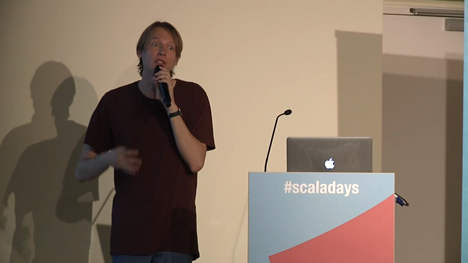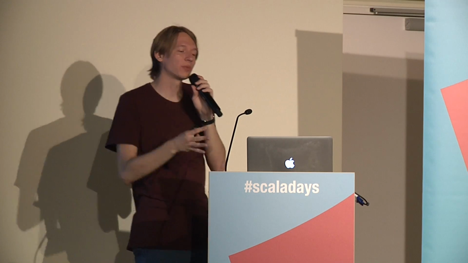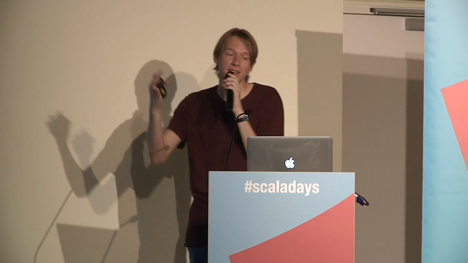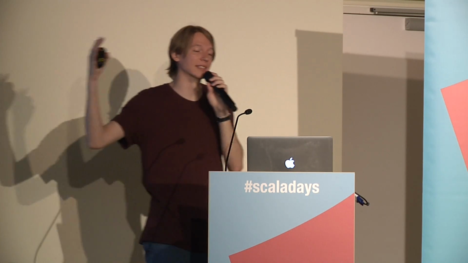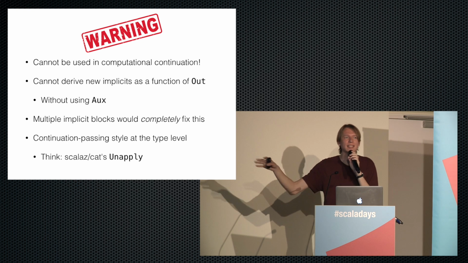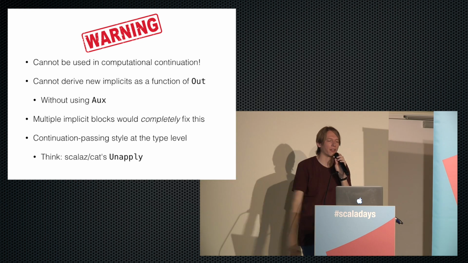Multiple implicit blocks, which Dotty is getting, do solve this problem. So Dotty is kind of the promised land, but we don't have them yet. And because we don't have them yet, we have to accept these limitations. You can also do something Miles calls continuation passing at the type level. This is exactly as insane as it sounds. But if you're familiar with Scalaz's or Cats' unapplied type class, that's basically what it's doing. We're not going to go really into this, but just know that if you hit this limitation, there are some support groups out there that you can talk to.